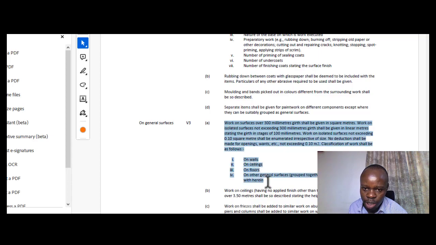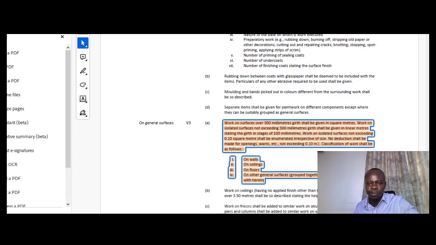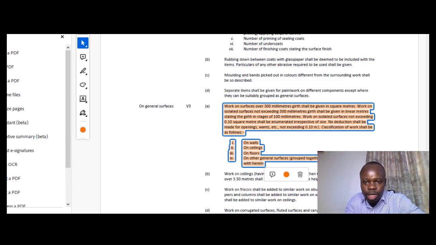So this is the rule that I was talking about. Just need to make it clearer for you. You can see we are talking about work on surfaces over 300 millimeters, when you've measured the girth. For instance, a wall above 300, or a ceiling. All those that go beyond 300 millimeters, you do in square meters, and that is what the rule is talking about. Those that are below, not exceeding 300, you do in linear meters.